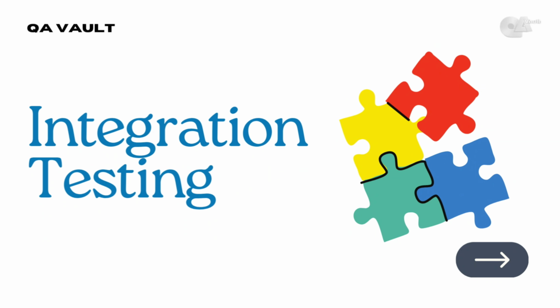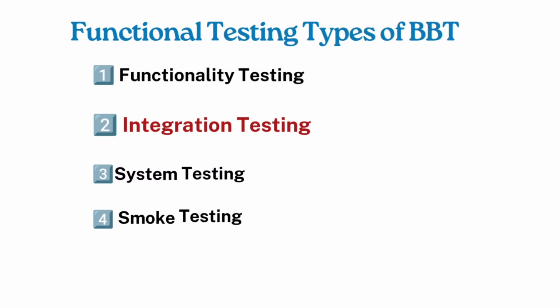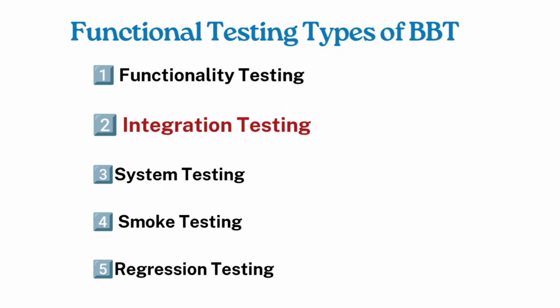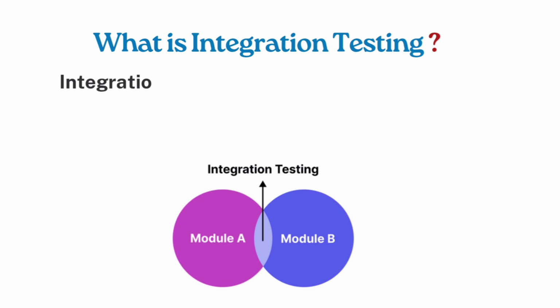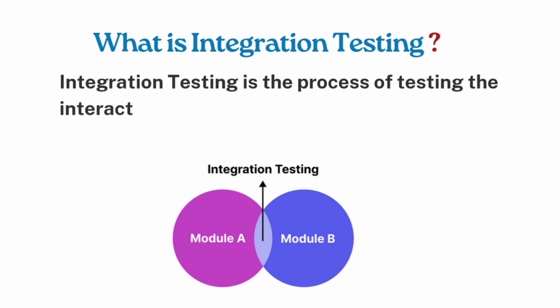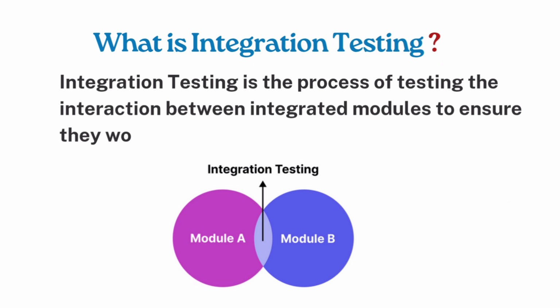In this video, we'll learn about integration testing, what it is, why it's needed, and the different types of integration testing used in real projects. Integration testing is part of black box testing. Before we dive deeper, here's a quick recall of where it fits. Integration testing verifies that different modules of an application communicate properly after unit testing. It focuses on data flow, interfaces, and interactions between components.